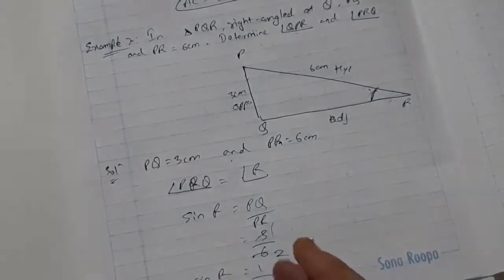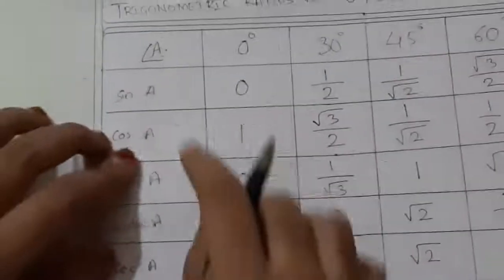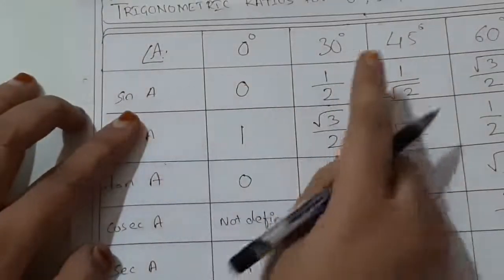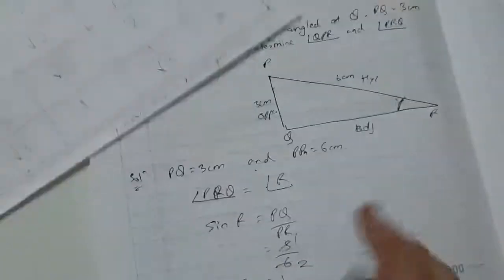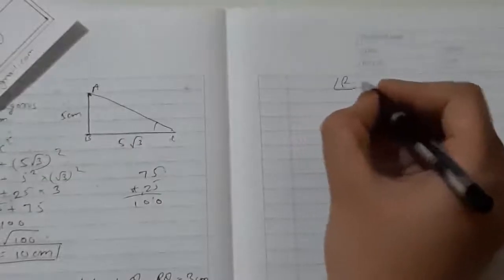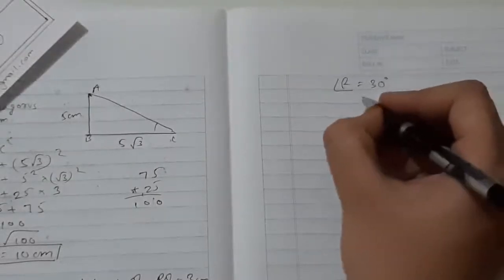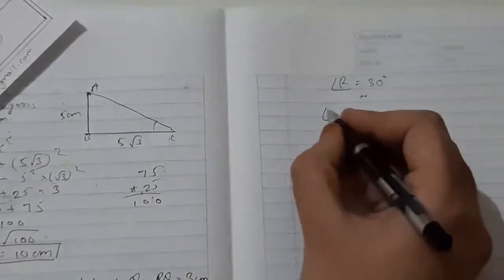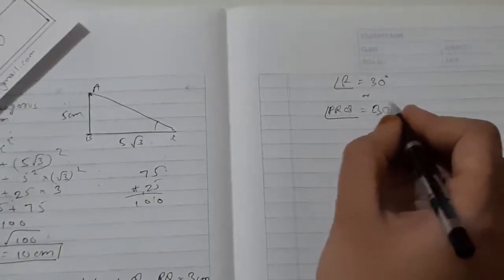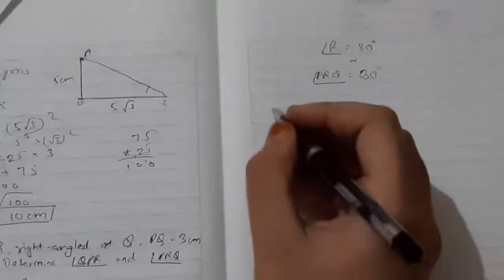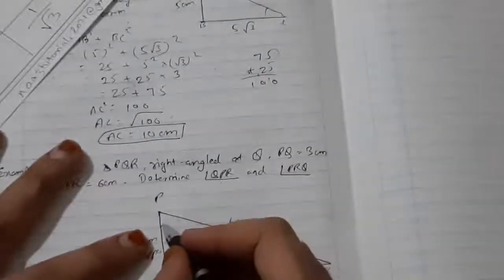So from this chart, sine of some angle is 1 by 2. So what is that angle? It is 30 degree. So you can write angle R is equal to 30 degree, or angle PRQ is equal to 30 degree. Similarly you can find this angle.